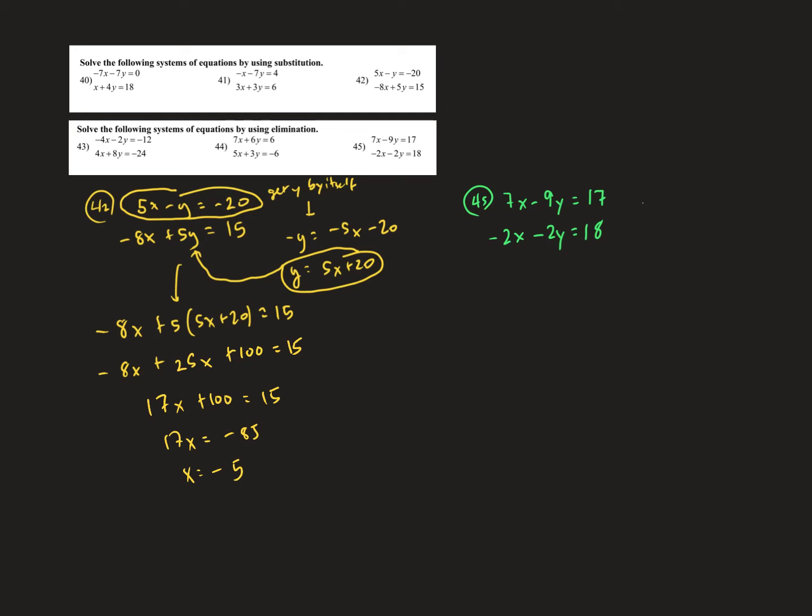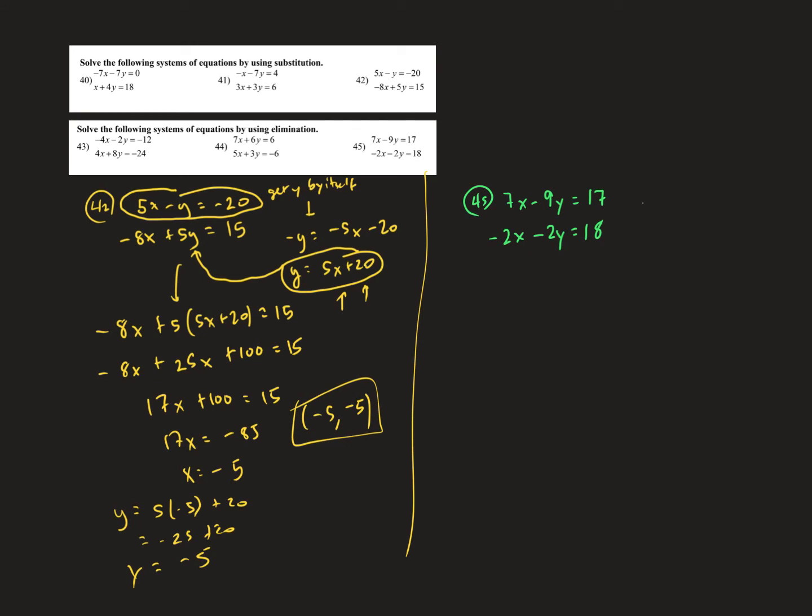Now we need to find y, because we're looking for the point where these two lines intersect. That's what the solution to this means. So I could plug it in anywhere. I'm going to choose to plug it in to this one because that'll make it easiest. So my x is -5, and my y is -5. That means these two lines intersect at the point -5, -5. So that would be the solution to the system.